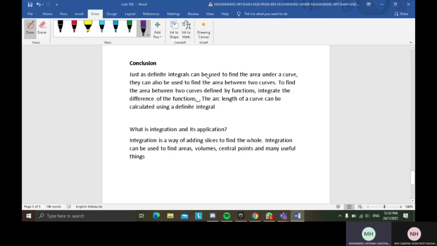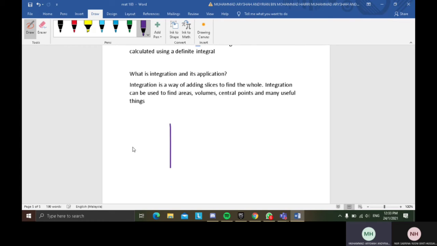And lastly, for the conclusion from the chapter that we studied, the chapter on the application of integration. The conclusion is from the chapter that we learned. A definite integral can be used to find the area under a curve. So we can find the area under a curve.